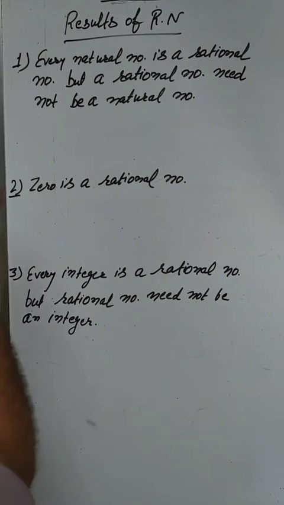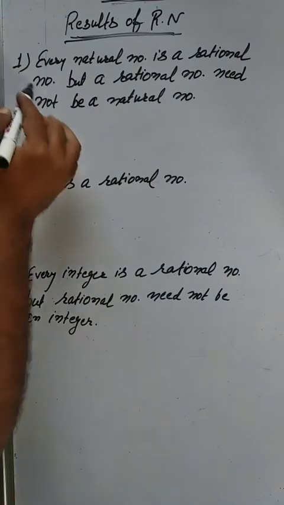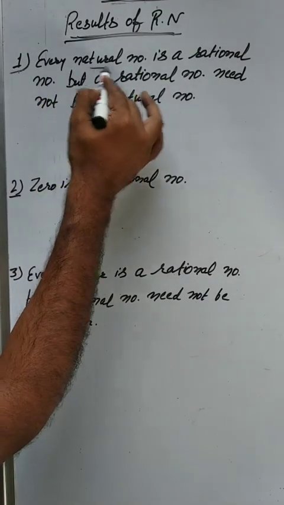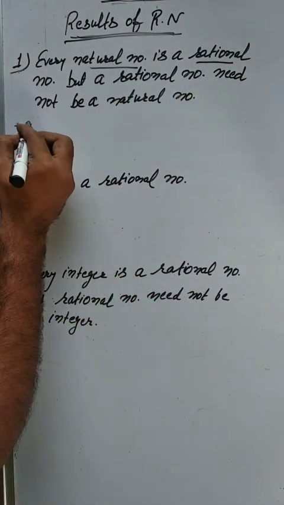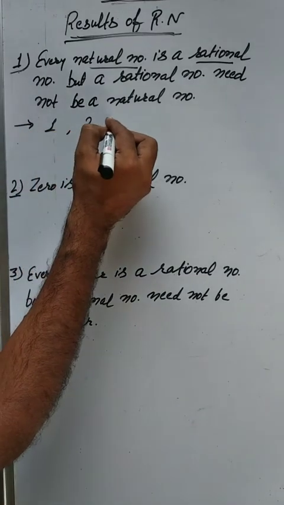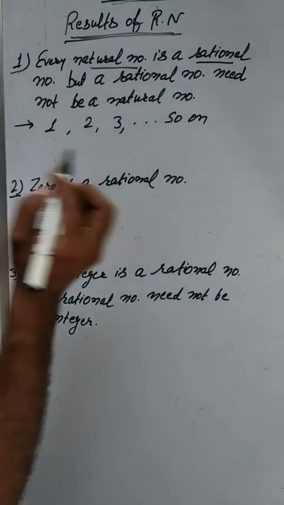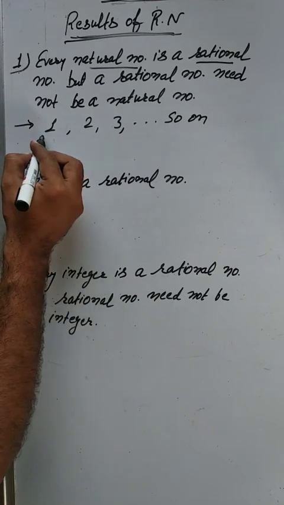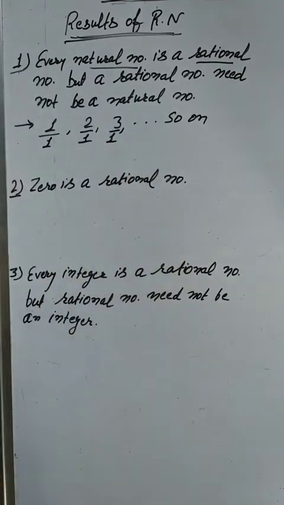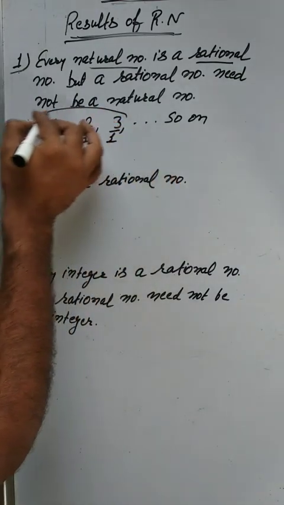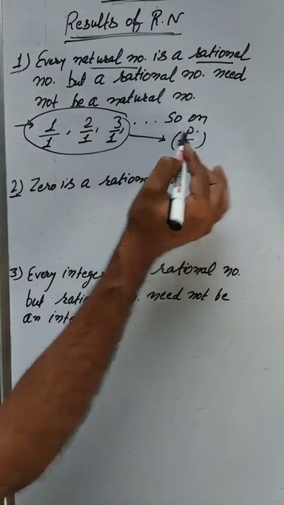Now beta, some results of rational numbers. You can say properties or results of rational numbers. First is, every natural number is a rational number. Now beta, you know natural numbers are the numbers 1, 2, 3 and so on. Can I write them in the form of P upon Q? Yes, if in the denominator I write 1. Now clearly they are in the form P upon Q, where P and Q both are integers.